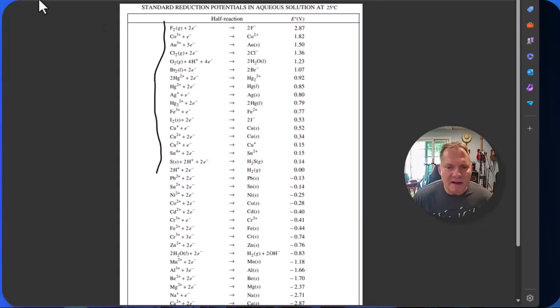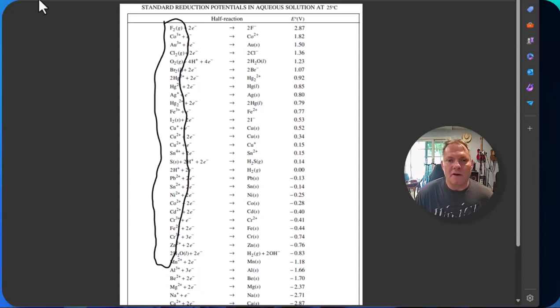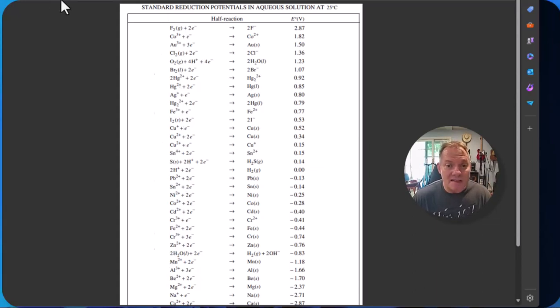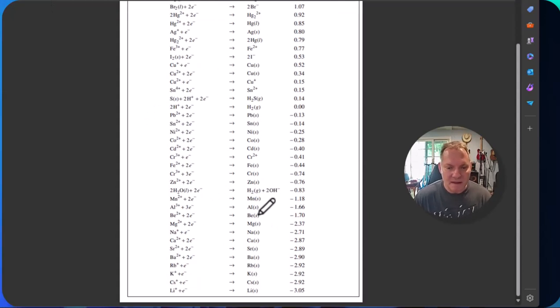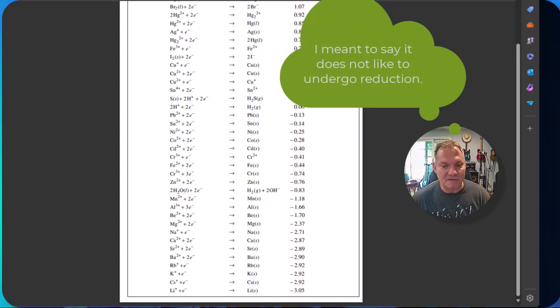So everything over here is undergoing a reduction. Therefore, these are oxidizing agents. Everything on the left is an oxidizing agent. Obviously, what we see is the strongest oxidizing agent here is fluorine. He is our strongest oxidizing agent. Why? He has the highest potential for reduction. As we go down to the bottom, lithium is undergoing reduction. It's an oxidizing agent, but a very weak one. It does not like to undergo reduction. Its voltage is very negative. It has a very low potential for that.